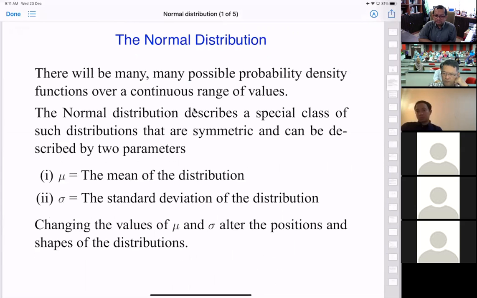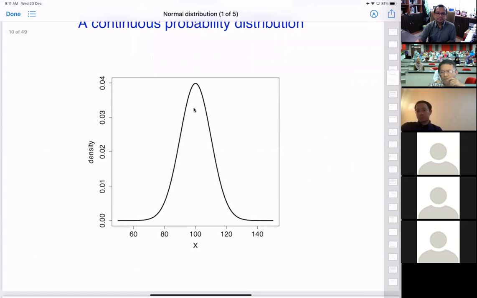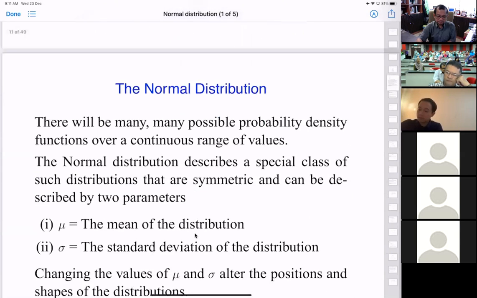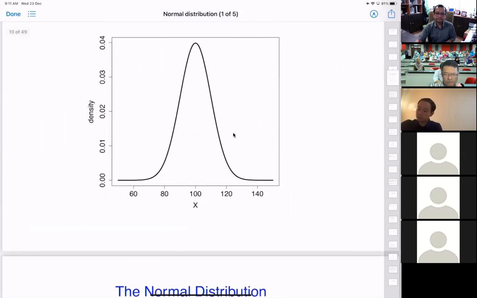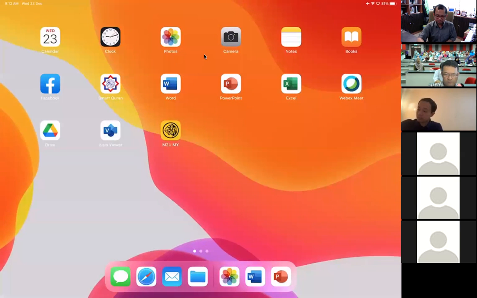In the normal distribution, as I show here, this 100 is the mean because it is in line with the peak. And another one is the standard deviation, or the dispersion of this distribution. Remember, the purpose of quality improvement is to reduce variation. What does it mean?